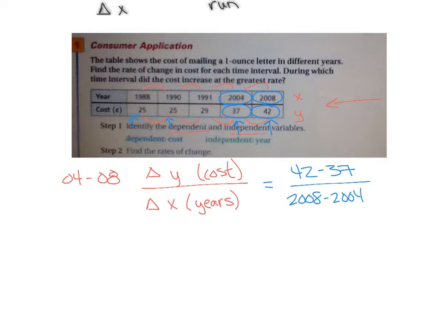Okay, and we get 5 over 4, and 5 over 4 transfers to 1.25 as a decimal. So 1.25 cents a year.